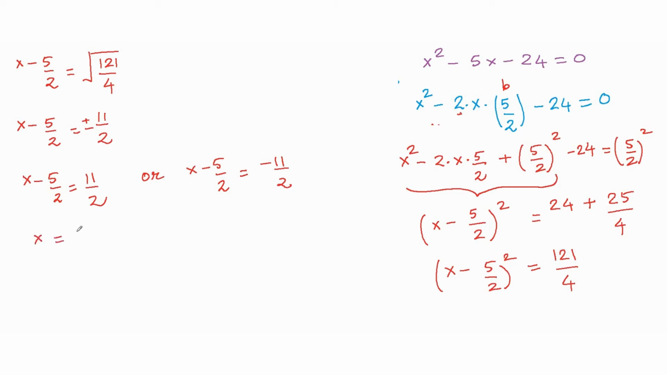And therefore, x is equal to 11 by 2 plus 5 by 2, or x is equal to 5 by 2 minus 11 by 2. And therefore, x becomes 11 plus 5 is 16 by 2 is 8, or x is equal to 5 minus 11 is minus 6, minus 6 by 2 is minus 3. Therefore, the roots are 8 or minus 3.